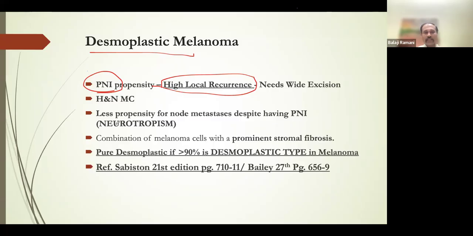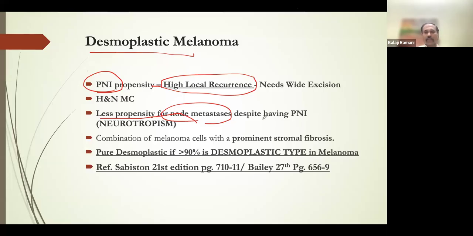But one other thing is, even though it's a highly malignant lesion, there is less propensity for nodal metastasis. We saw that type, no, which type of breast cancer? We saw the metaplastic type of breast cancer. In metaplastic breast cancer, high grade, high local recurrence, distant metastasis, but nodal metastasis is less. That equivalent in melanoma is your desmoplastic melanoma, where you have a high PNI, high grade lesion, high local recurrence, so less chance of nodal metastasis.